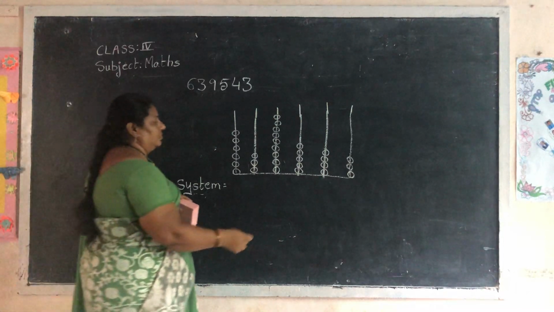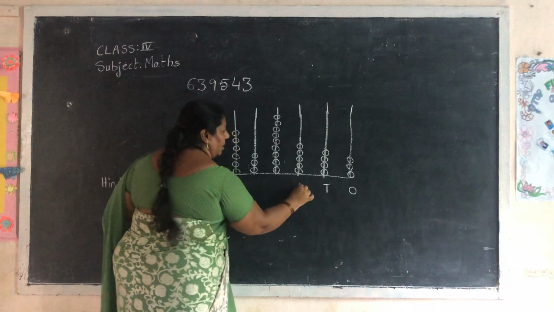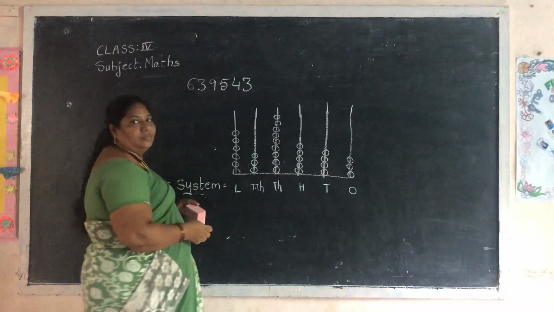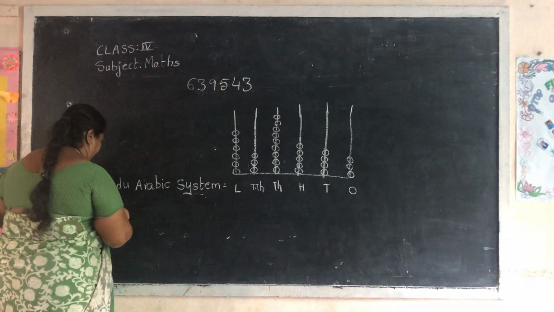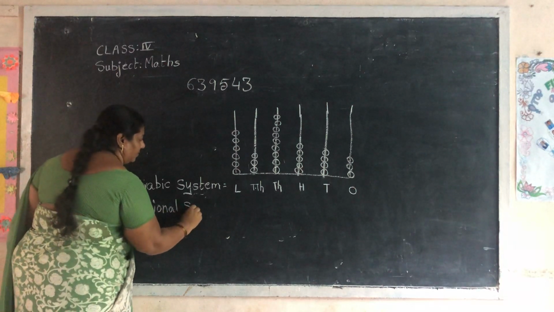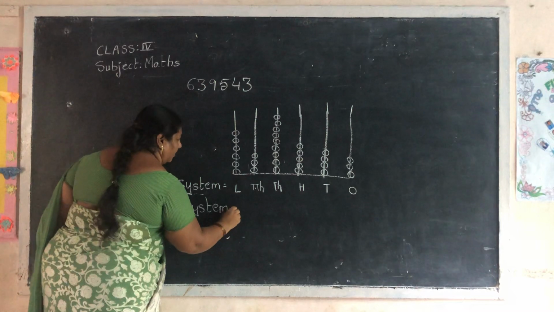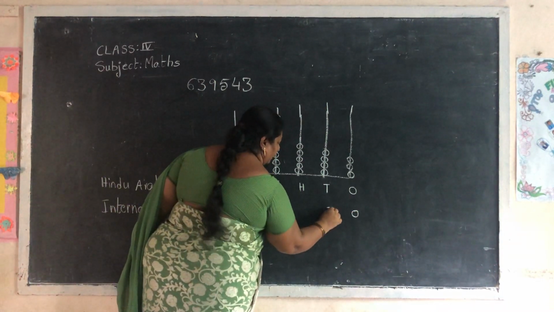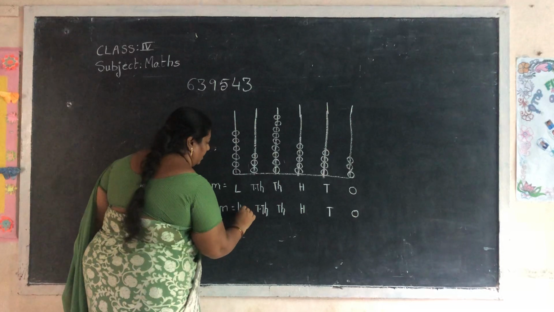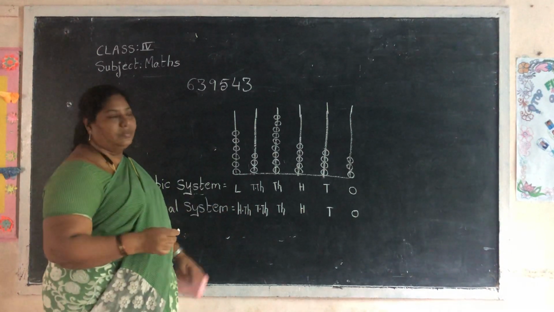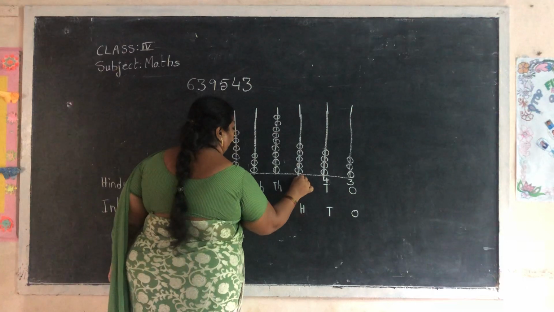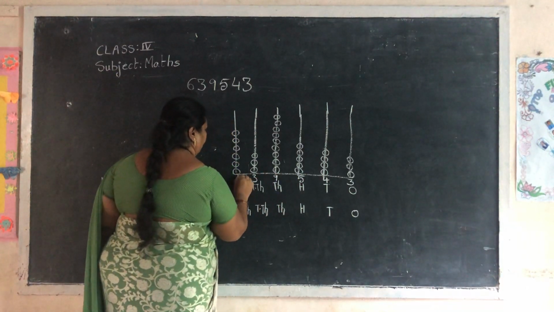Arabic system: ones, tens, hundreds, thousands, 10,000, lakh. In the international system: ones, tens, hundreds, thousand, 10,000, 100,000. You see? 3, 4, 5, 9, 3, 6.